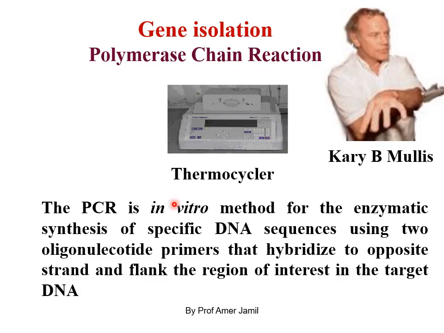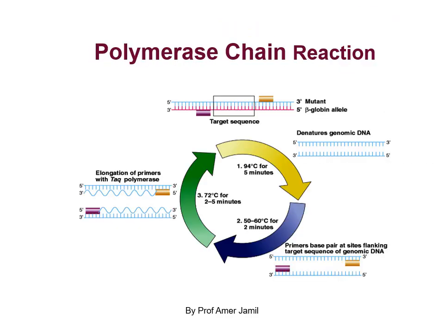PCR is an in vitro method for enzymatic synthesis of specific DNA sequences, and it uses two primers that hybridize to two opposite strands. This polymerase chain reaction has 3 steps. Because you know the DNA is double-stranded, the first step is to separate these 2 strands, and this is melting of the DNA or denaturation of the DNA, that can be brought about at 95 Celsius.